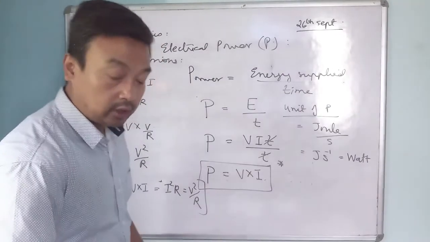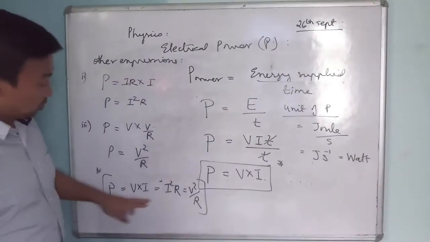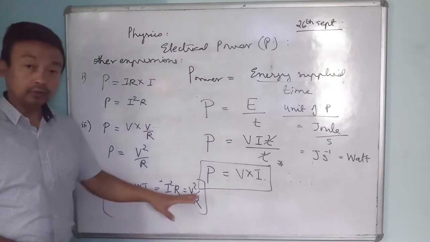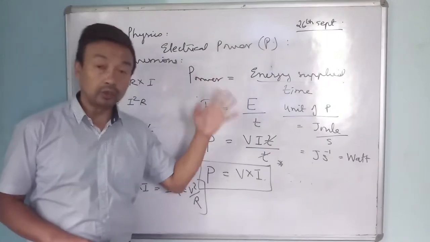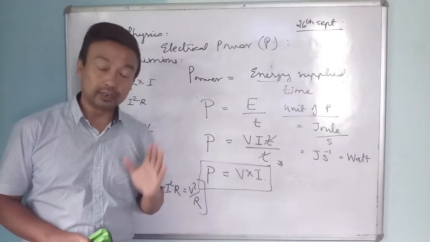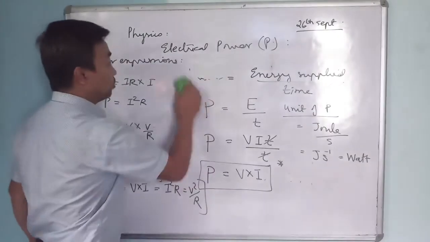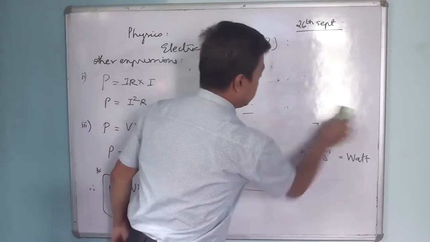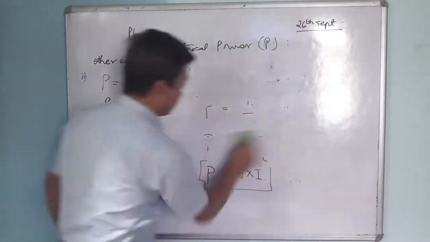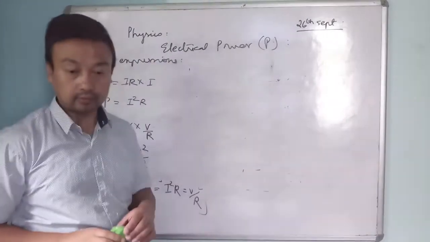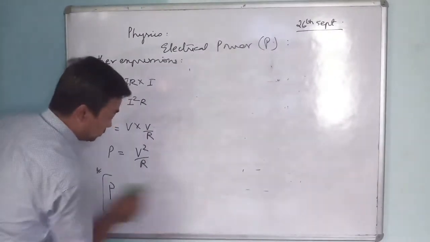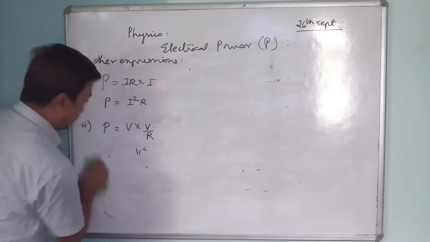Okay, so these are the three formulas which you have to keep in mind for the electrical power. Likewise, you also have to keep the three formulas in mind for the electrical energy. Now the most important, the next topic, is the commercial unit of electrical energy.